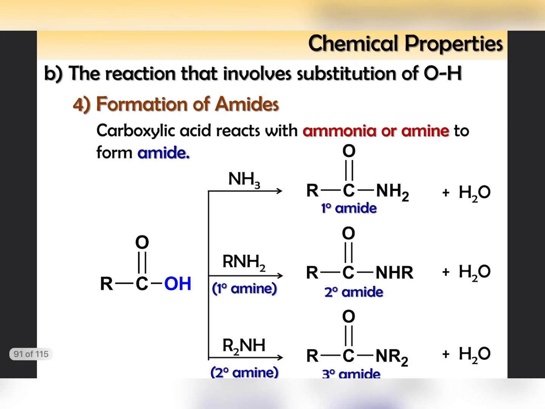Okay, so let's have a look at the formation of amide. Okay, so this reaction they involve substitution of OH. Maksudnya kita gantikan bahagian OH ni dengan something. So kalau kita react untuk form amide, kita akan reactkan dia dengan ammonia ataupun amine untuk form amide. So kalau kita react dengan NH3 which is ammonia, kita akan form primary amide sebab this part akan keluar and kamu akan form bond with NH2 and you akan release side product dia water.